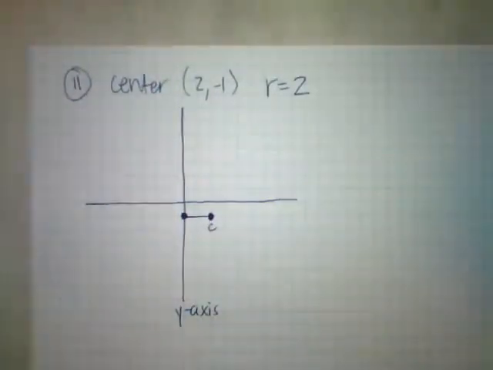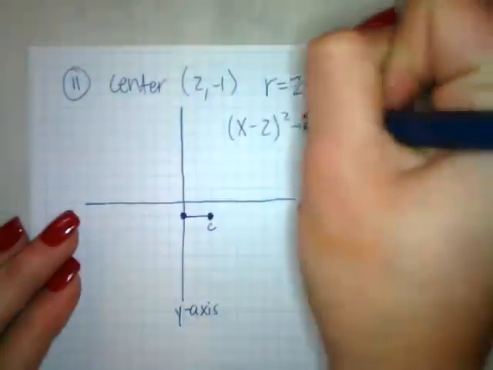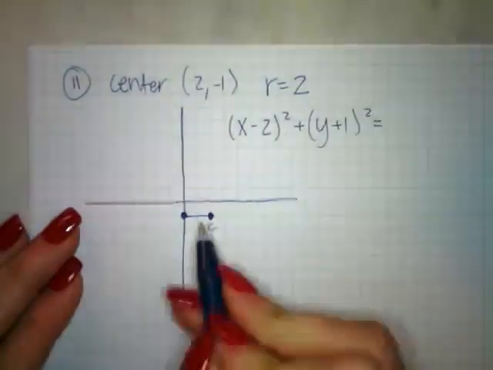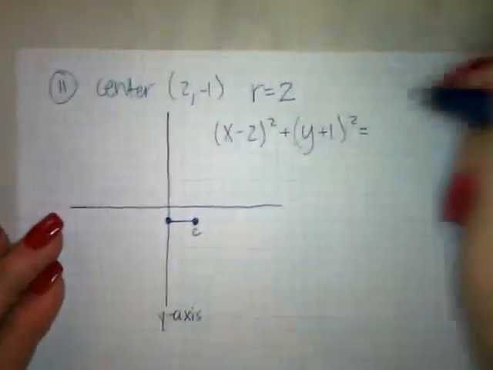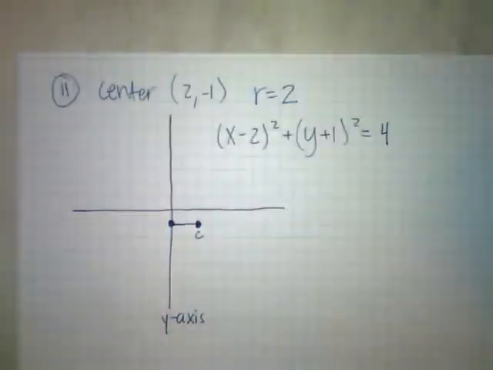Okay, now that I know my radius, and now that I know my center, I can now write my equation. X minus 2 squared plus y plus 1 squared equals my radius squared, which is 4.